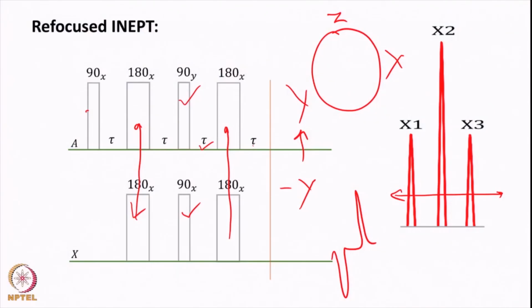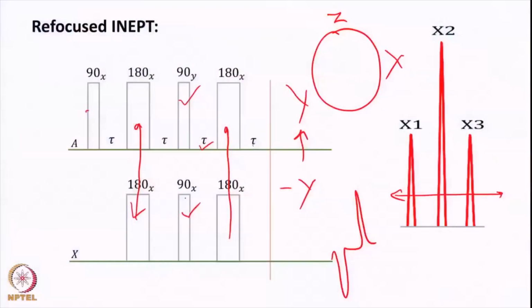Now we are waiting for a tau period, so the spin starts dephasing like this. We apply a 180-degree pulse on X, so it inverts the direction. Then we apply another 180-degree pulse on X, so that changes the direction again. Now we are waiting for tau, so they come together, and then we apply a 90-degree pulse on Y. Now it goes to the Z direction, and here the magnetization on C13 we applied comes to the Y direction, and now we detect that Y, that was like this.